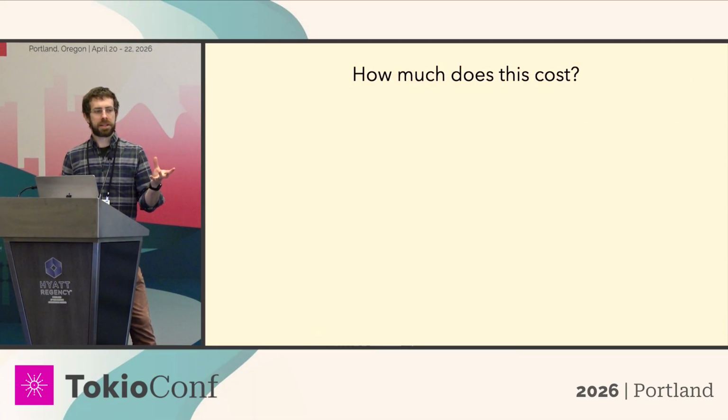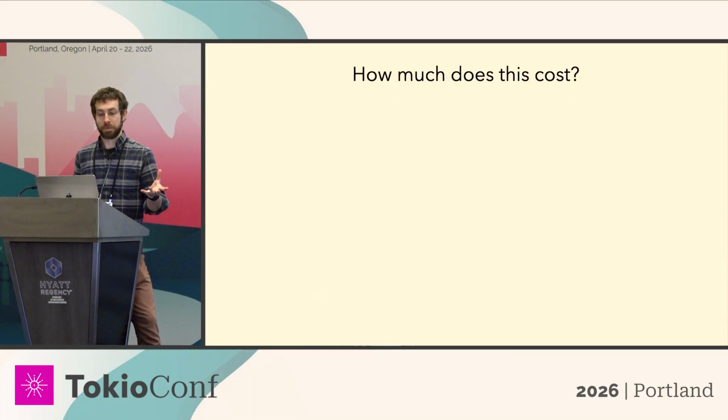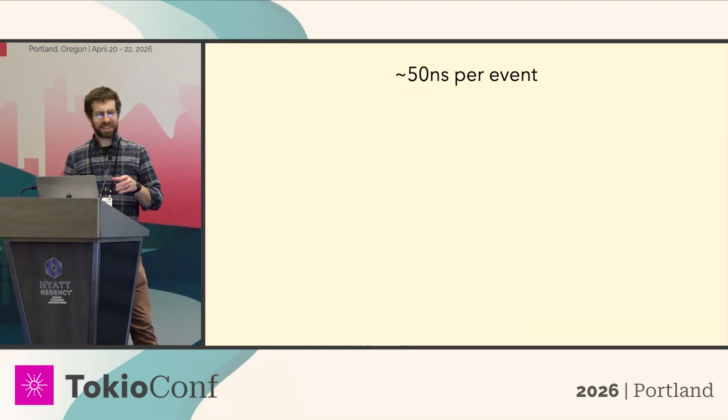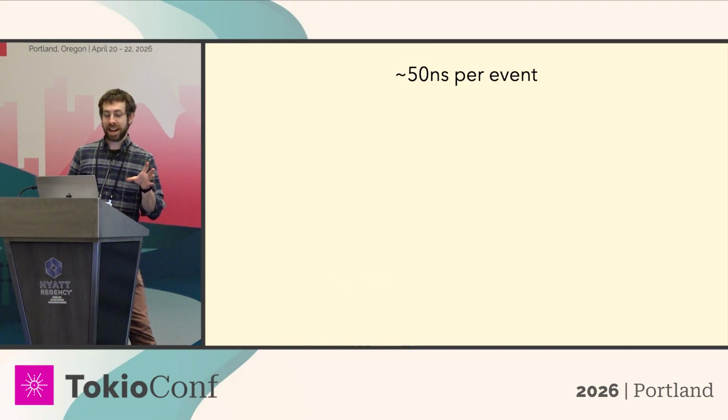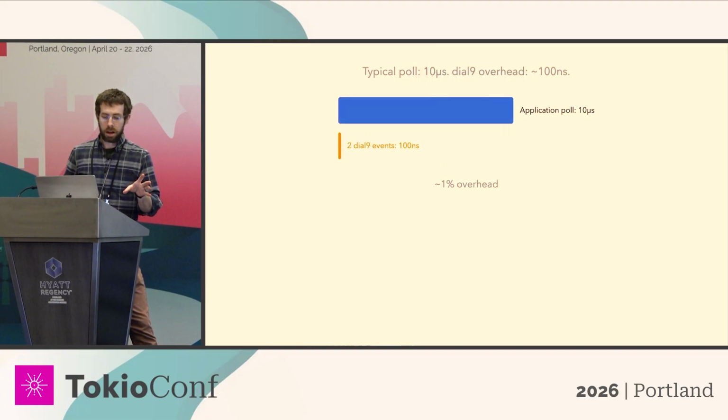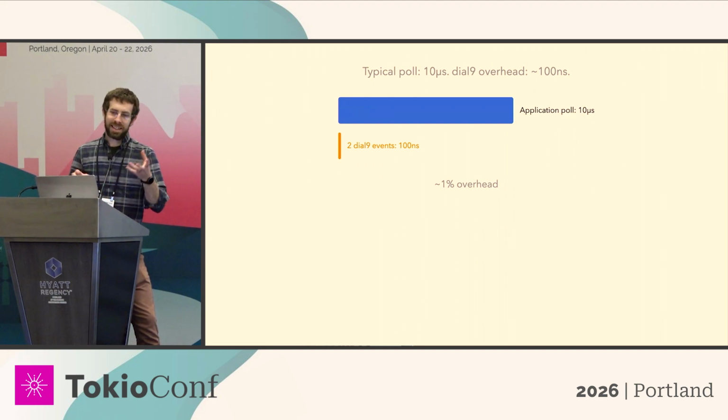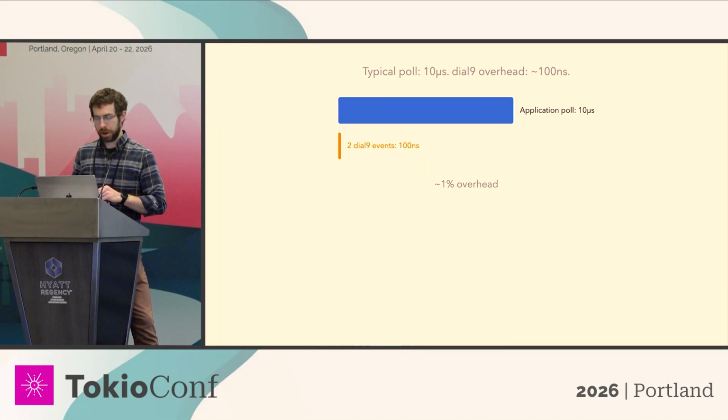So, how much does this cost? Why can I run this in prod right now? And the answer is not that much, depending on what you're doing. Emitting an event at dial9 costs about 50 nanoseconds, which is not a lot. So if you poll for 10 microseconds, you get 50 nanoseconds on each side, a little bit of profiling data. The point is, it is measurable. But if your application is not doing millions of polls, it might be very hard to measure it.